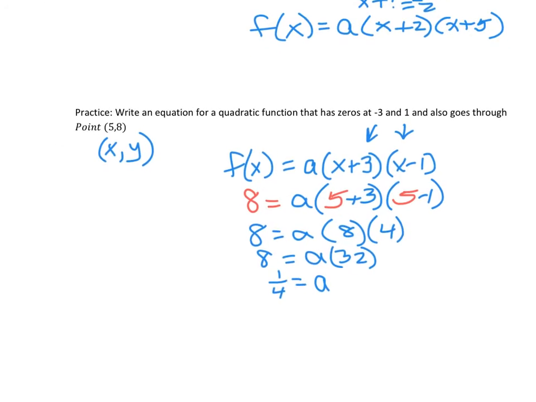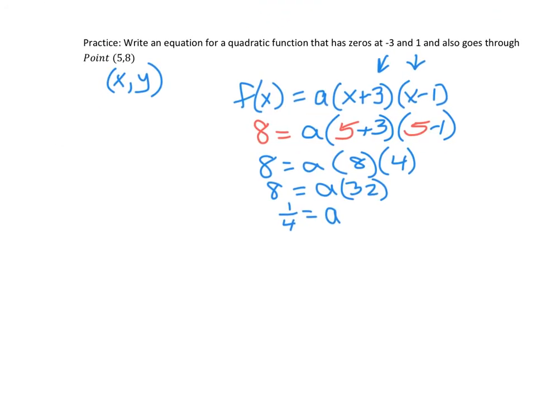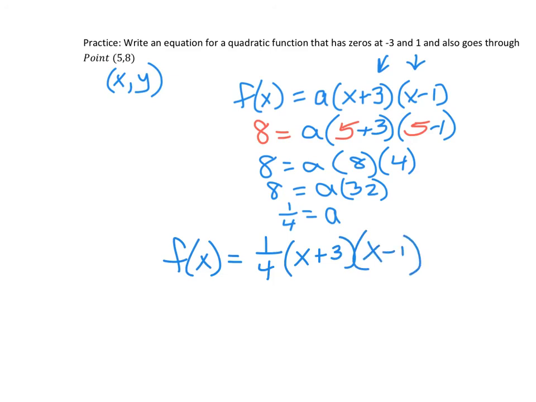So bring that all together now and write that final function. For this specific example, we would have f of x equals 1/4, that means vertical compression, times x plus 3 times x minus 1 is our specific one unique function with this set of attributes.